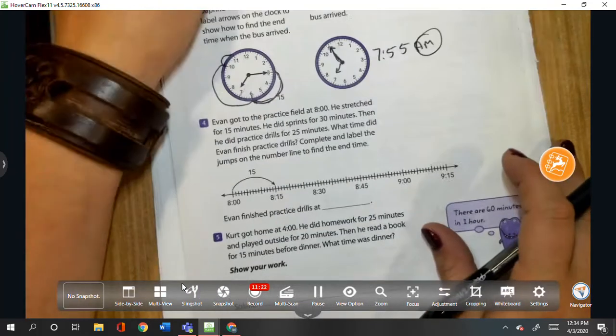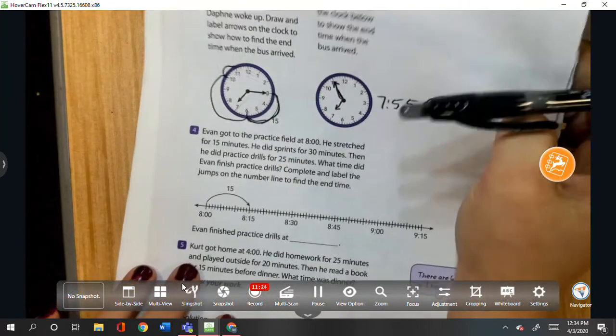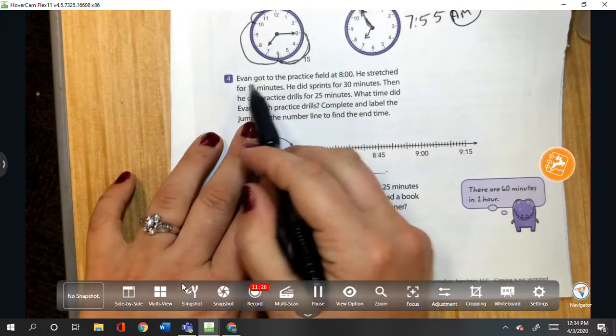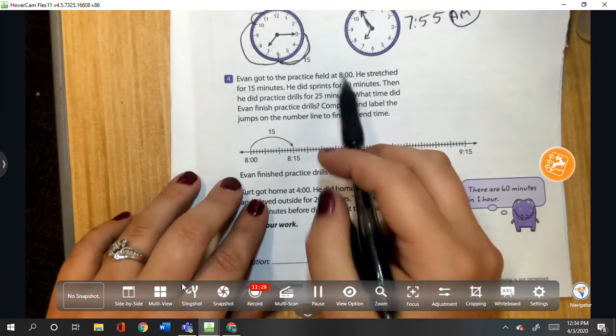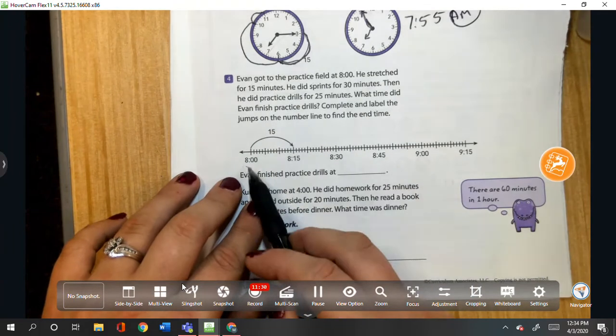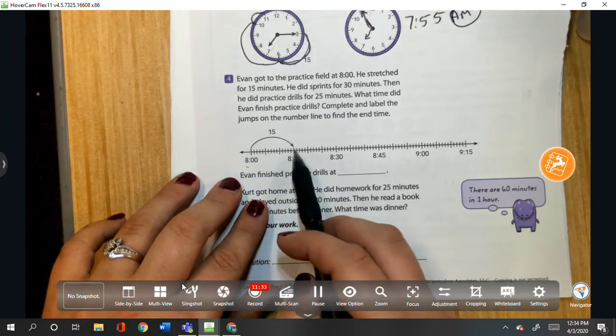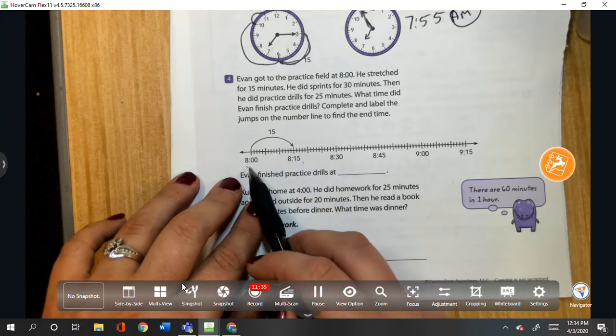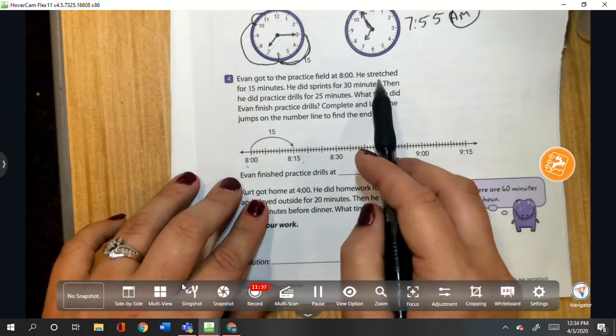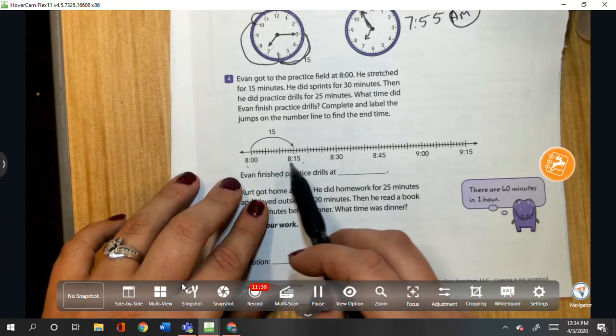Looking at number 4, we have an elapsed timeline. So Evan got to the practice field at 8 o'clock. He stretched for 15 minutes. They give us our first little bit. All right, 8. If we started at 8 a.m. and he stretched for 15 minutes, we fall at 8:15.